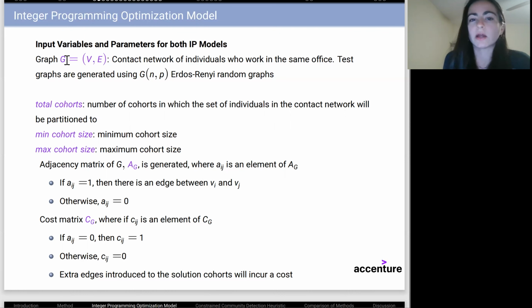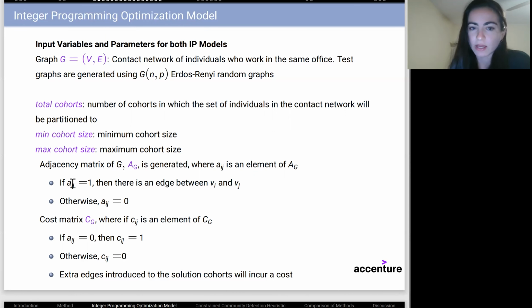So as mentioned before, the graph that we have as input is a contact network of individuals who work in the same office, or it could be students in the same classes at school. Test graphs for this case are generated with random graphs. And for the parameters, we have total cohorts, which is the user-defined number of cohorts to which the set of individuals in the contact network will be partitioned. We have the minimum cohort size, the maximum cohort size, the adjacency matrix of our graph G.